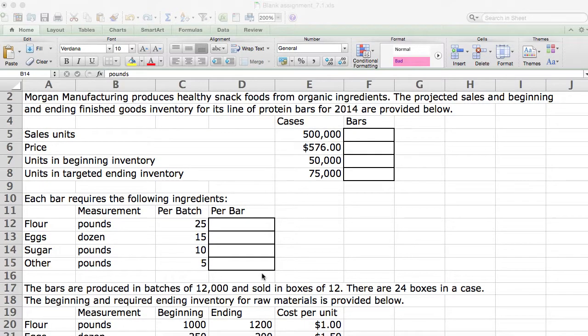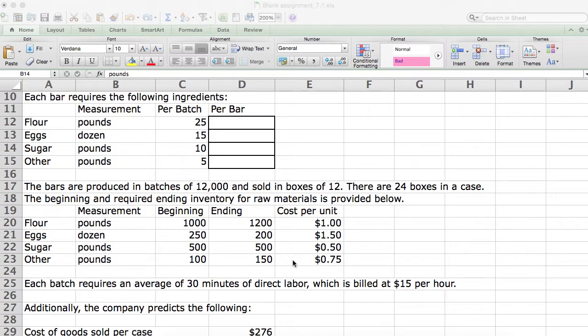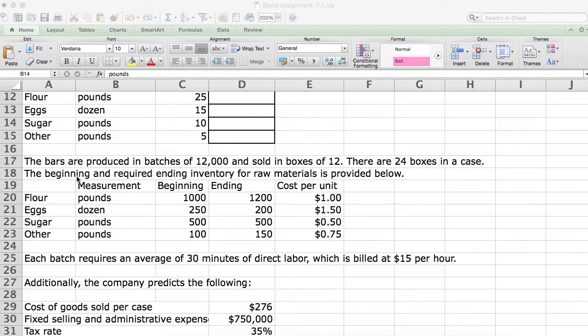Okay? So now that we've calculated what the sales translates into in bars and what the direct materials is in bars, we're going to go ahead and move down. And what we're given here is the beginning and required ending inventory for raw materials. So this is different than the actual finished case, finished batch, or finished bars.